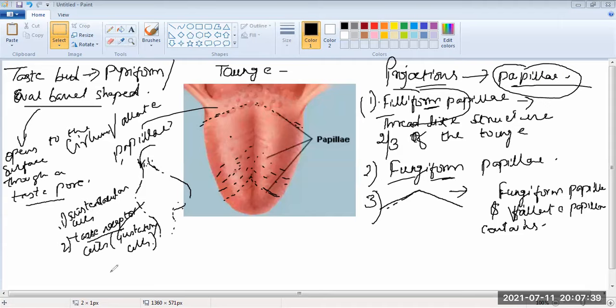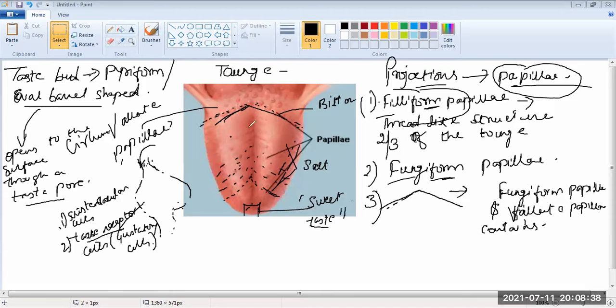Now let's talk about the different kinds of tastes that can be felt at different parts of the tongue, right? At the anterior part of the tongue, right here, you mostly feel the sweet taste, right? So sweet taste is felt at the anterior part. And at the lateral parts, what you will feel is salty taste. And at the posterior part, where you have these inverted V-shaped papillae, you will feel the bitter taste. Right.